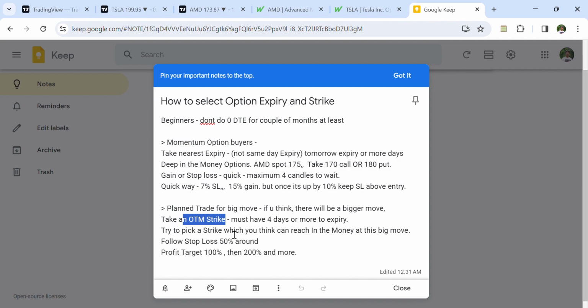You have to choose a call which you think might come into the money if you hold your trade for one day or two days. Okay, I'll show you with an example.